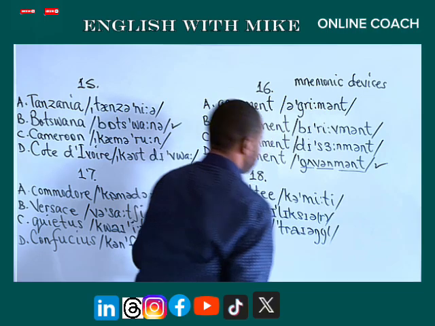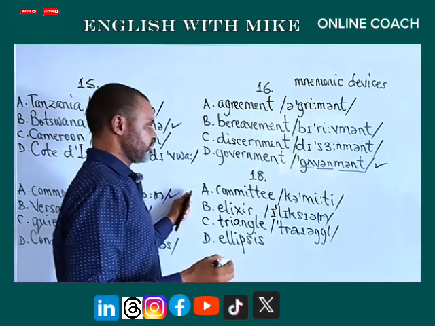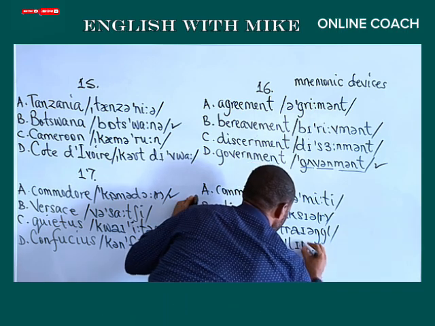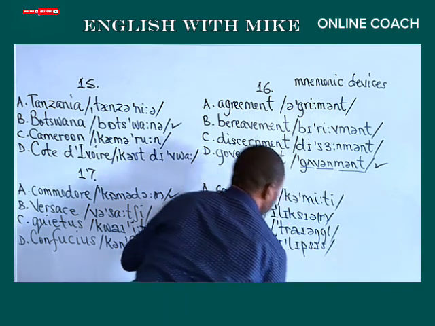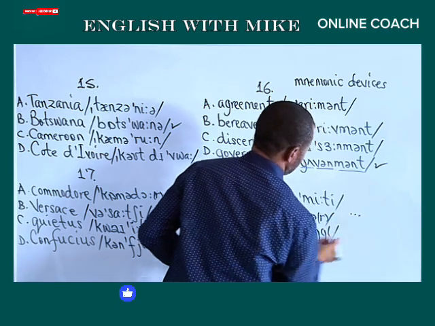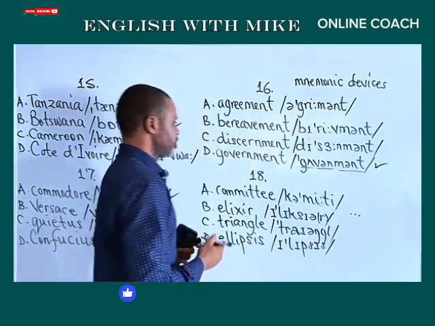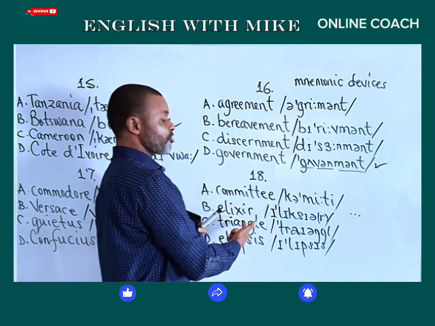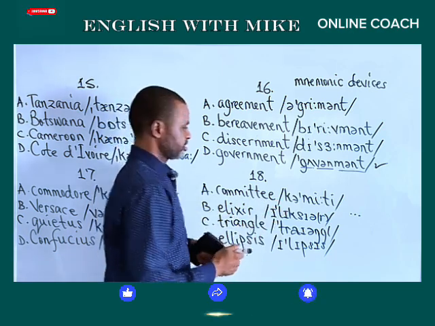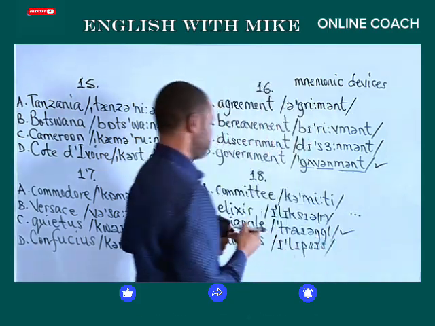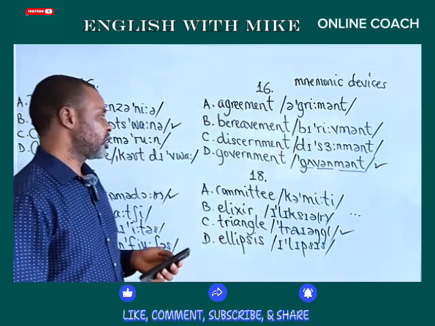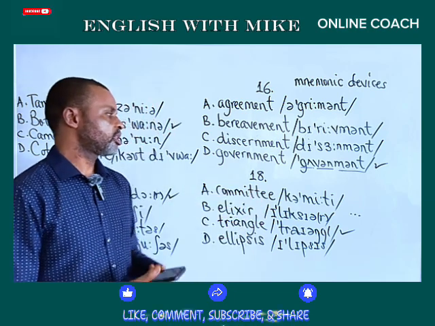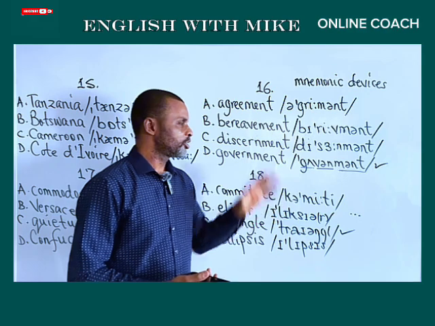And then we have triangle. Triangle is stressed on the first syllable. And finally, we have ellipsis. This thing. Dot, dot, dot. Ellipsis. That's it. So, committee, elixir, triangle, ellipsis. Triangle is different from the rest because whereas triangle is stressed on the first syllable, the rest are stressed on the second syllable. Did you get them all right?